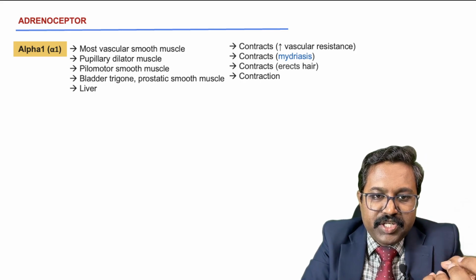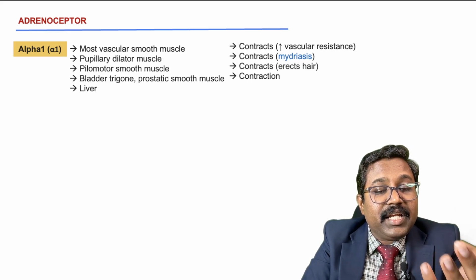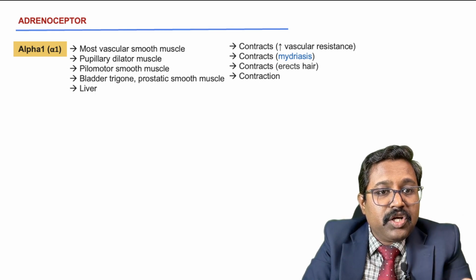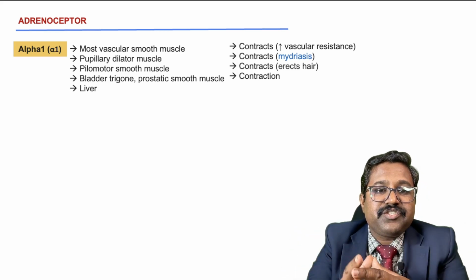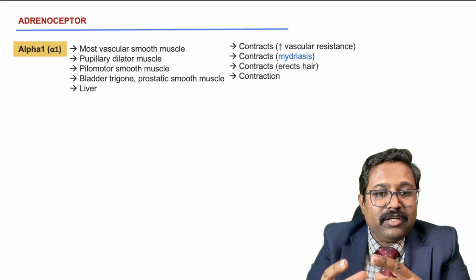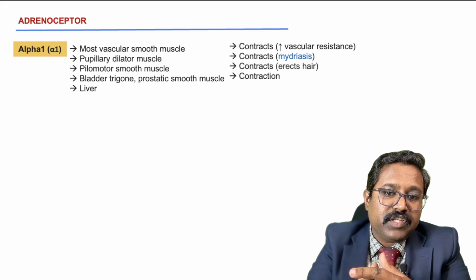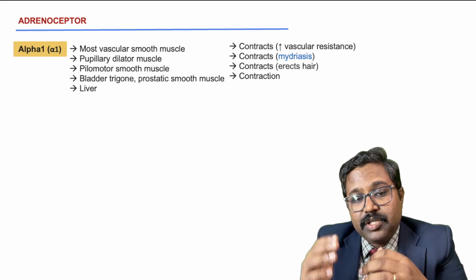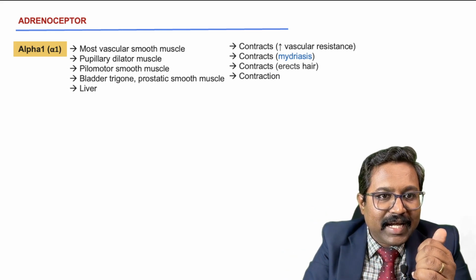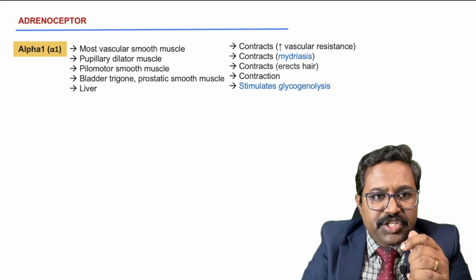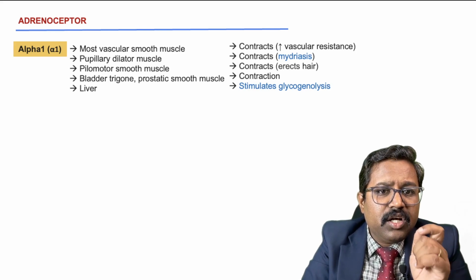benign prostatic hyperplasia individuals. In such a case, you need to go for an alpha inhibitor in a BPH patient, so that it can relax the bladder trigone and decrease the contraction of the prostatic smooth muscles, leading to a smooth flow of urine, and the difficulty in passage of urine will be reduced in BPH, especially seen in elderly male patients. And in the liver, activation of the alpha 1 receptor stimulates glycogenolysis, leading to an increase in glucose levels.